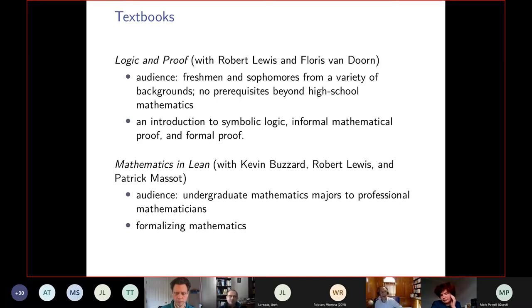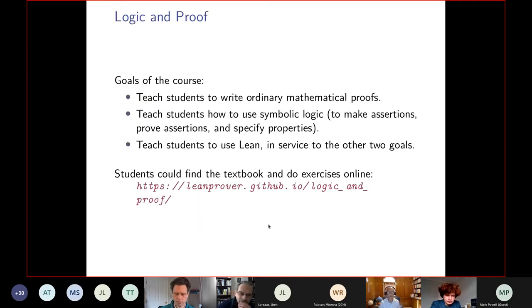And the other one, which I'll tell you about briefly, is an online textbook and tutorial that I'm working on jointly with Kevin, Rob Lewis and Patrick Massot. This is really Model 2. The goal of this is just to teach people who know some mathematics, as quickly as possible, how to formalize mathematics. Okay, so let me say a little bit about both.